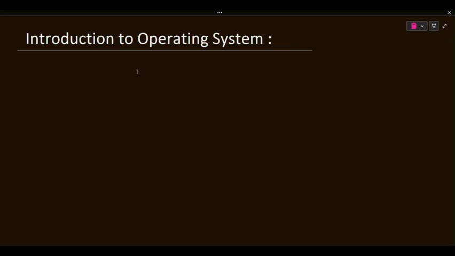In this video, we are going to learn what is an operating system and what are the functions of an operating system, the Von Neumann architecture of the computer, along with how a process is executed in a computer. First of all, let's see what is an operating system.